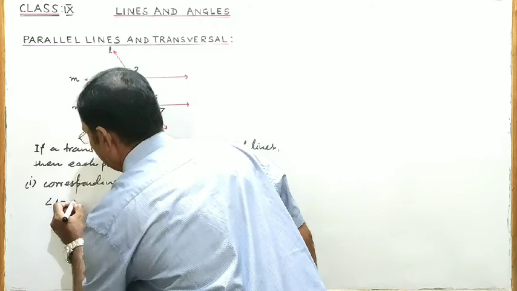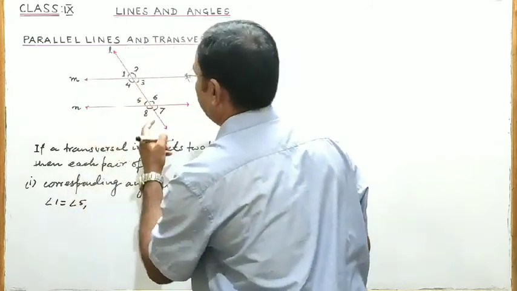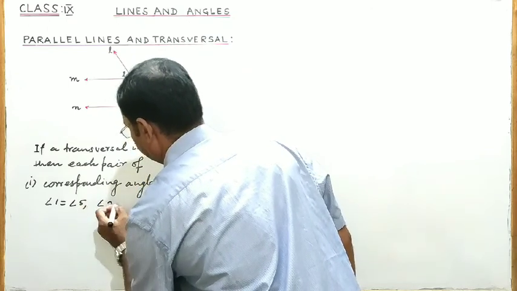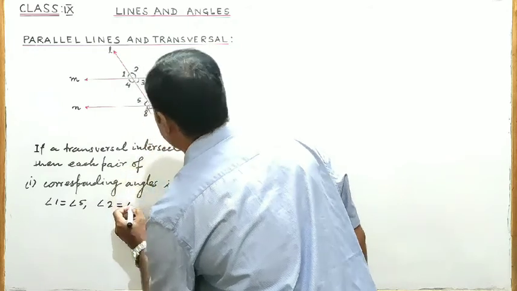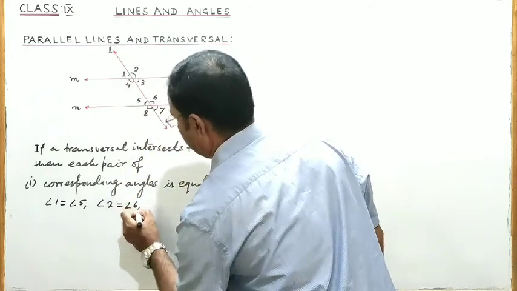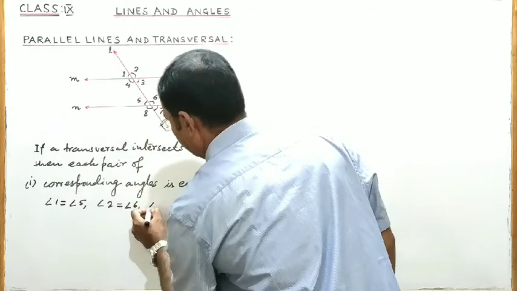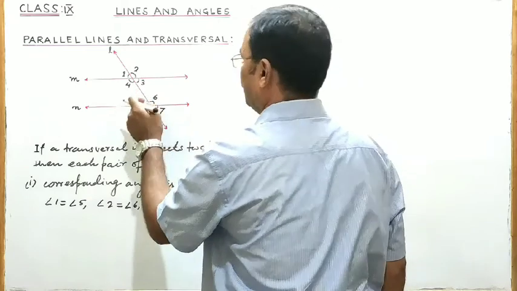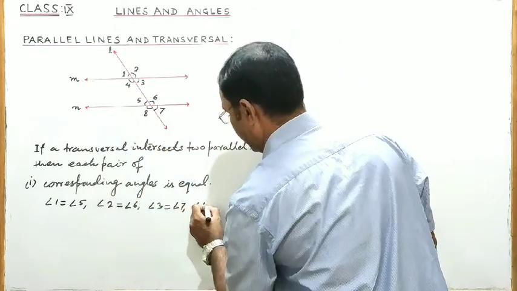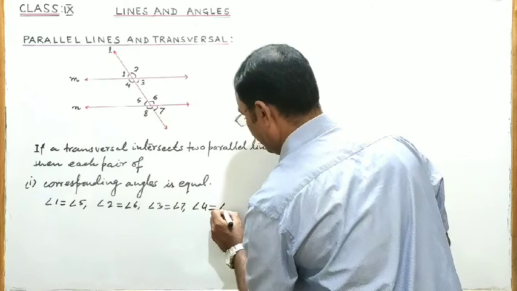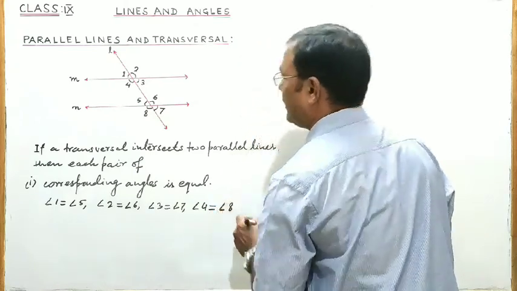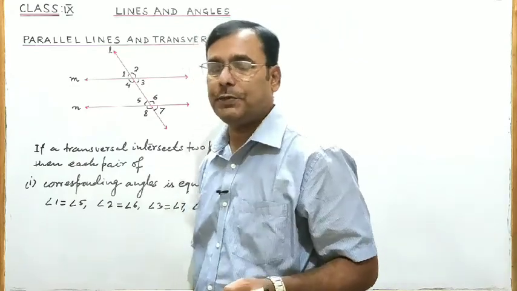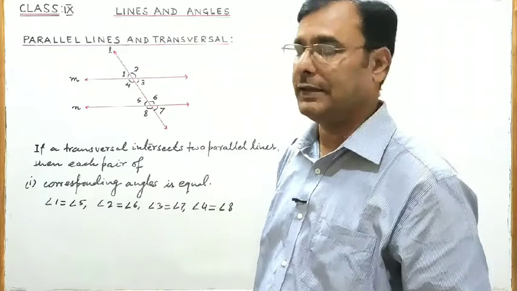Angle 1 is equal to angle 5, angle 2 is equal to angle 6, angle 3 is equal to angle 7 and angle 4 is equal to angle 8. So this way, if a transversal intersects two parallel lines, then each pair of corresponding angles is equal.